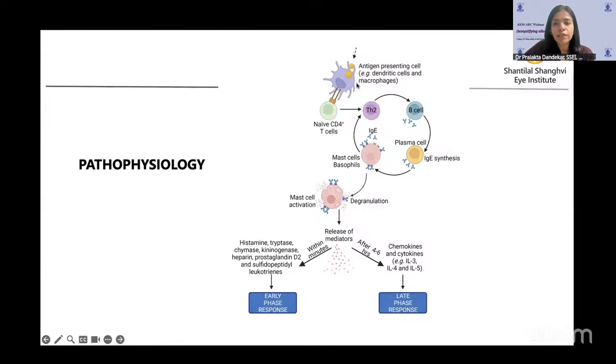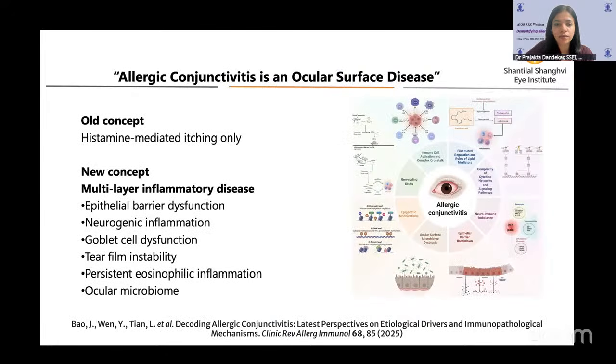So the traditional pathophysiology which we know is that when the allergen is presented to the antigen presenting cell, which is a dendritic cell or macrophage, there is an activation of the B cell, which in turn activates immunoglobulin E, and there is release of histamine from the mast cells. So this is histamine which was traditionally responsible, and it is also now, but there are other factors which are newly associated, making allergic conjunctivitis an ocular surface disease.